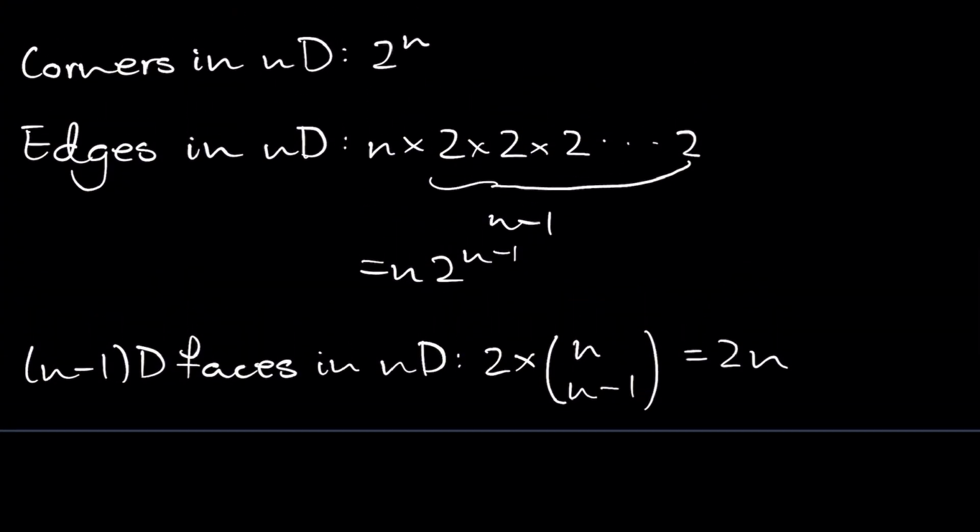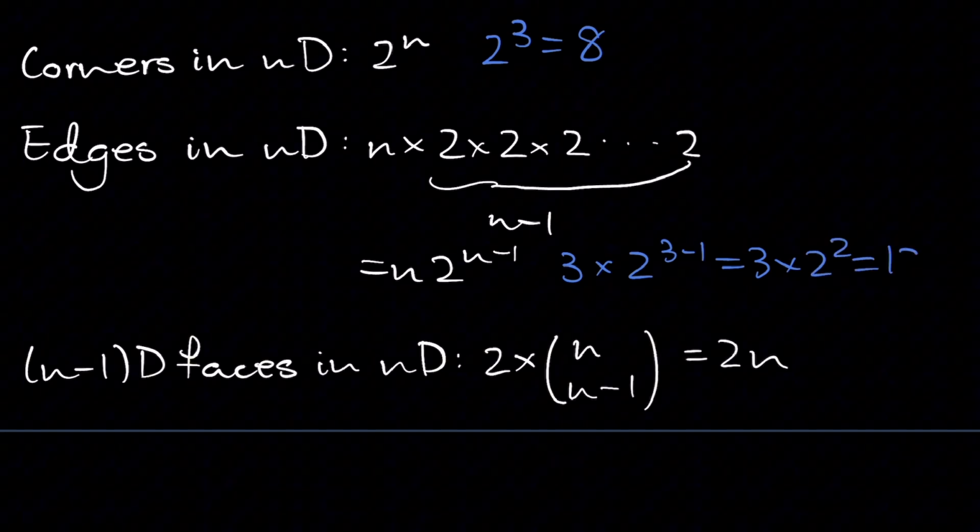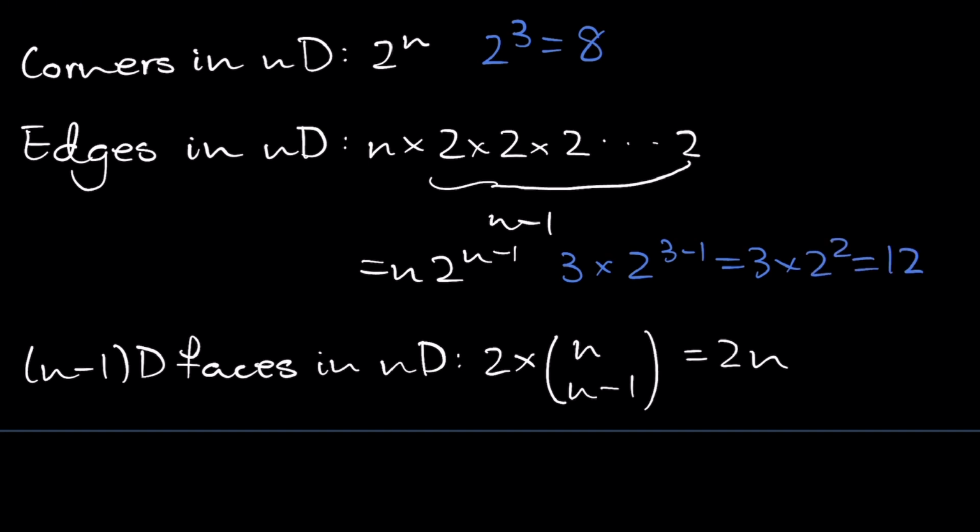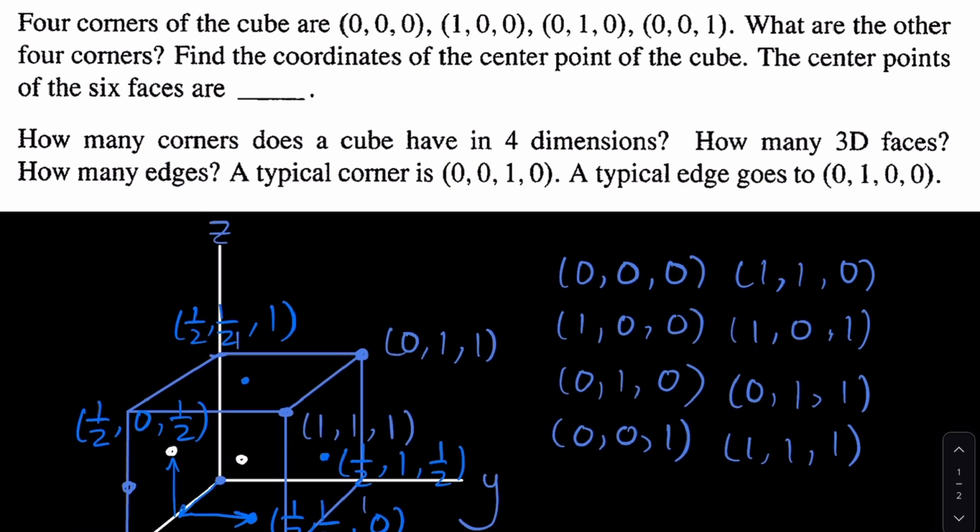And notice how these are really consistent with our 3D measures. In 3D, we have 2 to the 3, which is 8, and there are 8 corners. For edges, we have 3 times 2 to the 3 minus 1, which is 3 times 2 to the 2, which is 12 edges. Yep, there's 12 edges in a cube. And for 2-dimensional faces, in a 3D cube, we have 2 times 3, which is 6 faces. And it's the same for a 4D hypercube. And that's all from me. These are the ways you can figure out the number of corners, edges, and faces in an n-dimensional hypercube.